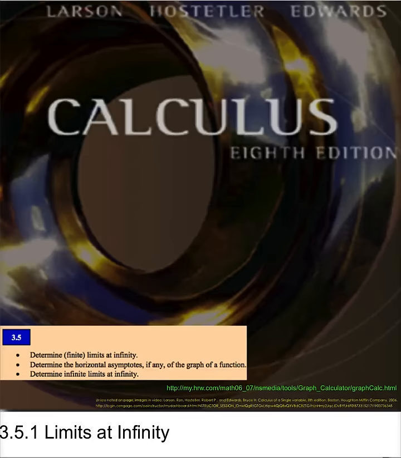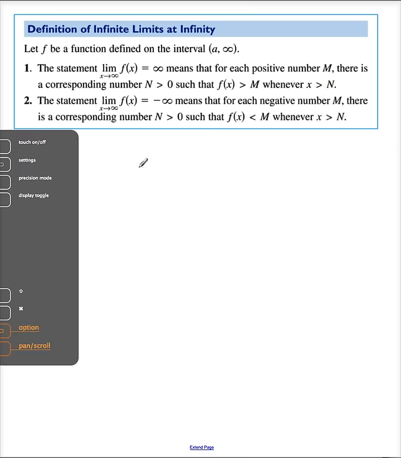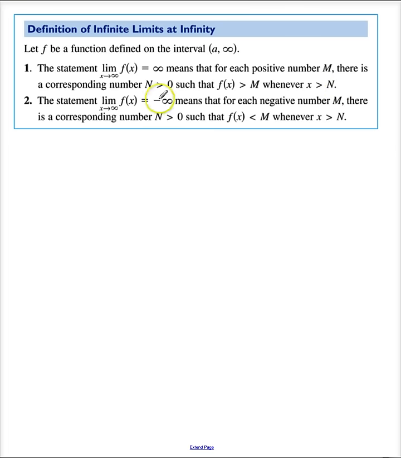Now let's look at limits at infinity. The definition of a limit at infinity is: if f is a function defined on an interval from some point a to infinity, the statement that the limit as x approaches infinity of f of x is infinity means that whatever positive number M I pick, there is a corresponding N such that f of x is greater than M whenever x is greater than N. And similarly for the limit as x goes to infinity of f of x is minus infinity.